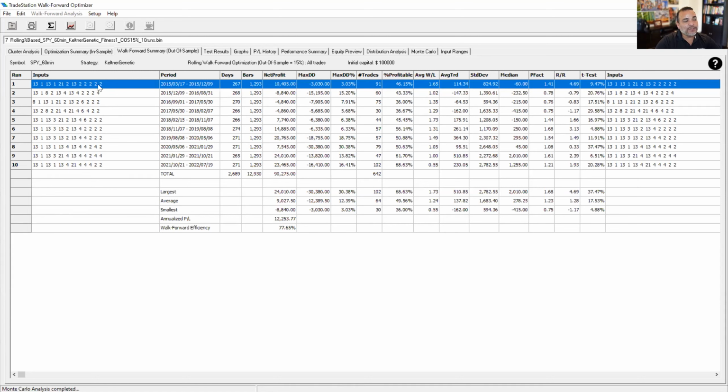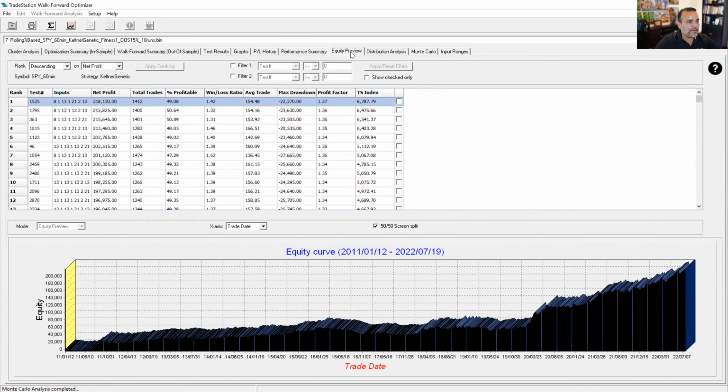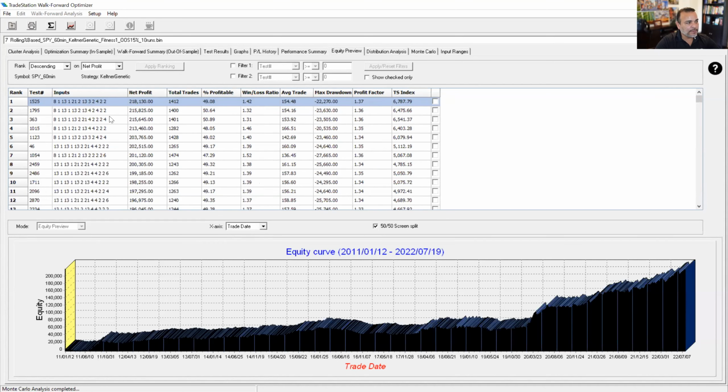And I want to highlight also that these input parameters are not the same as the ones you find over here. When we went to the equity preview and ranked the tests by net profit, these were the ones that were most profitable: 8.1, 13.1, 21, 2, 13. And you can see the variation at the end: 2, 4, 2, 2.